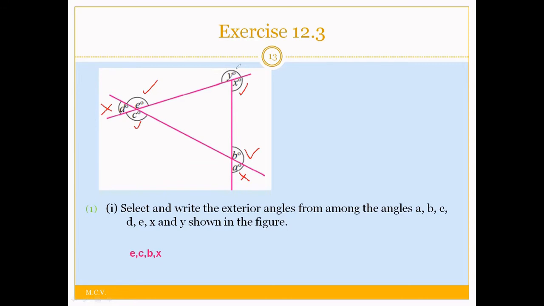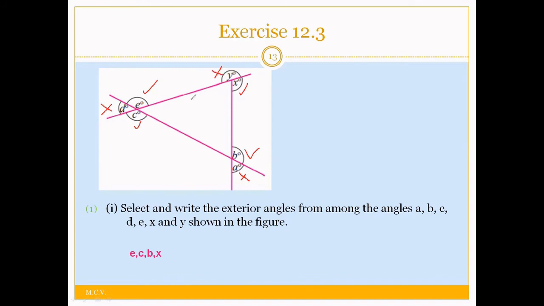What about this one? This is a straight angle. You can't get a straight angle as the exterior angle. Here correct angle is when you produce this side. This angle is the correct angle. So Y is not an exterior angle. So Y is wrong.